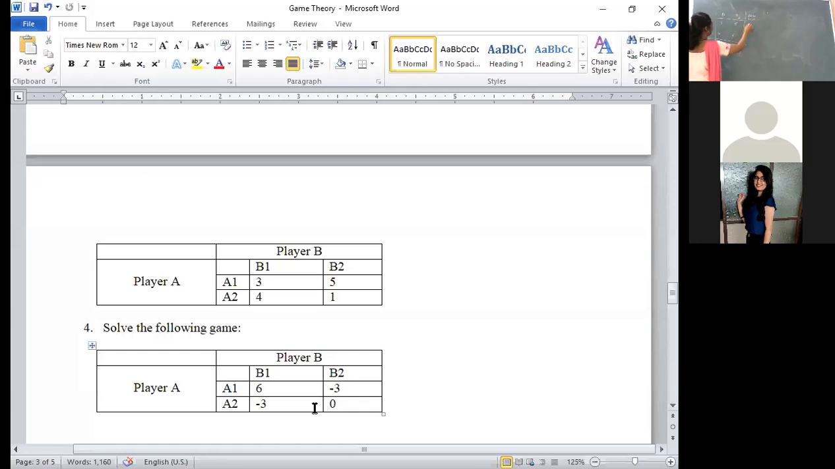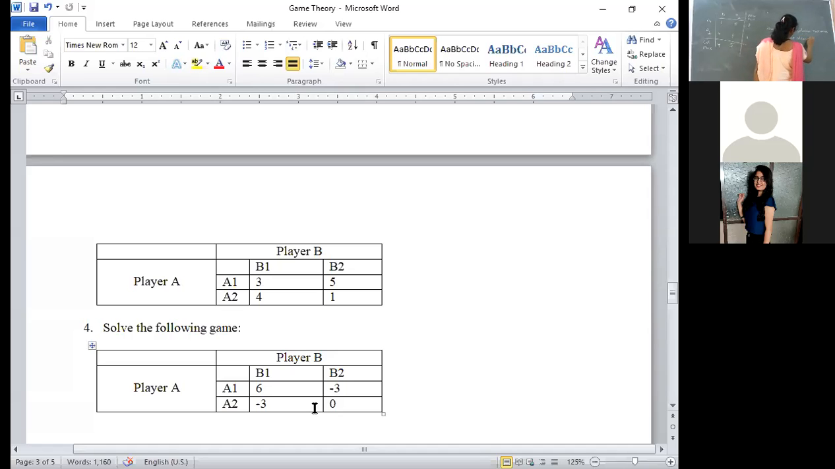First row, the minimum value is 3. Second row, the minimum value is 1. First column, the maximum value is 4. Second column, the maximum value is 5. Is row minima equal to column maxima? No. In the final examination, you have to write row minima is not equal to column maxima. Therefore, saddle point doesn't exist.